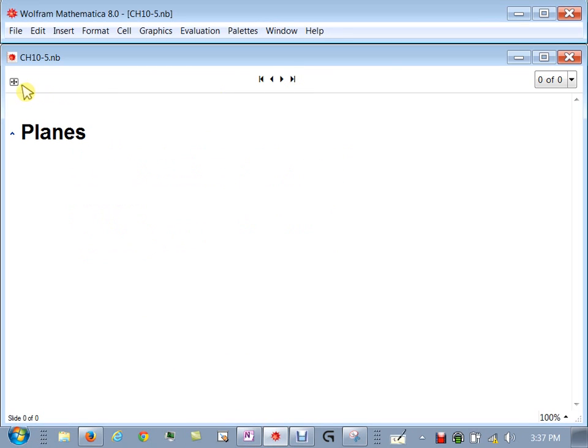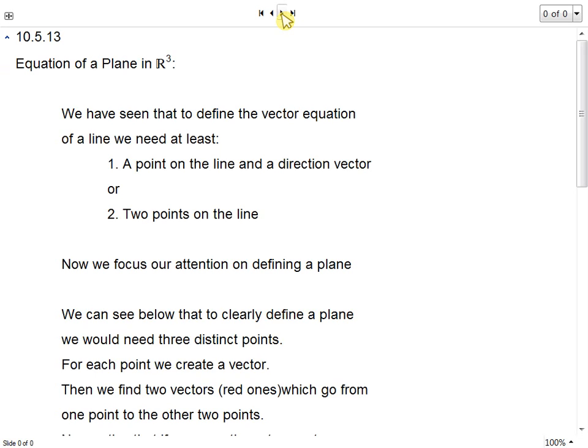Planes. Not the kind in the air. We've already talked a little bit about planes, haven't we? The ones like the XY plane, the YZ plane, and then we talked about things like x equals 2, z equals 4, things like that.